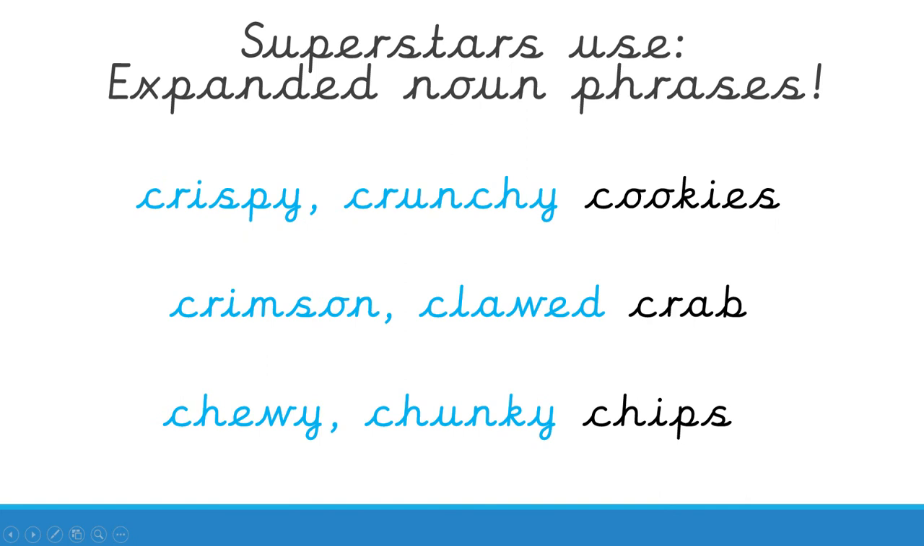For some extra brilliant writing, don't forget that you can use two adjectives separated by a comma before a noun to make an expanded noun phrase. So instead of just having the cold coffee, you could have crispy, crunchy cookies. You could have a crimson clawed crab, or even some chewy, chunky chips.